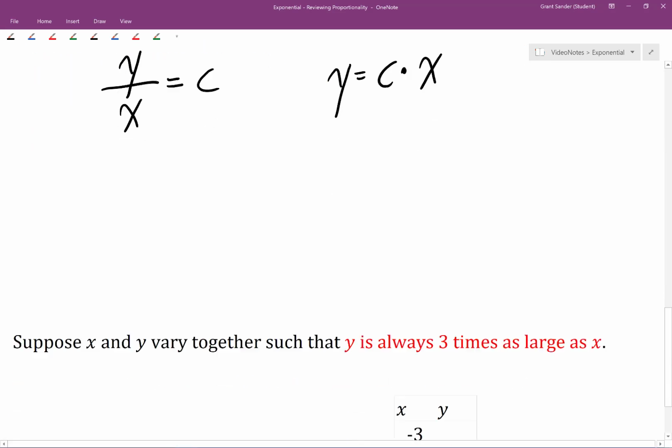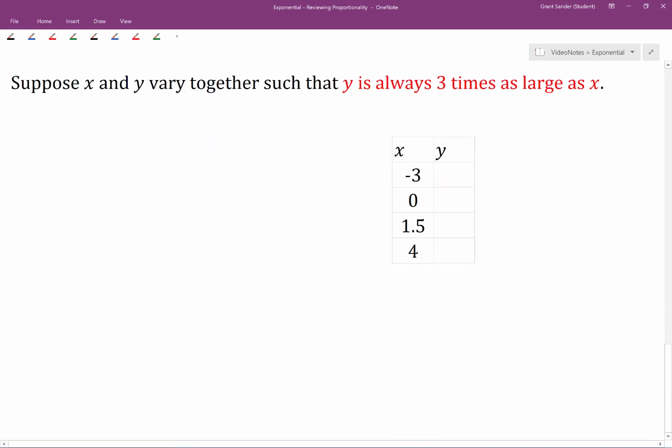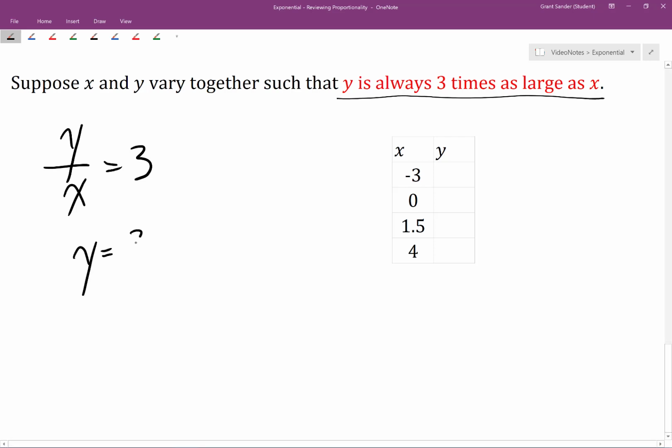So let's look at an example with some numbers. Suppose x and y vary together such that y is always 3 times as large as x. Since y is always 3 times as large as x, the size of y relative to x is always equal to 3. So if we measure y using x, that measurement is always 3. We can also write this as y is always 3 times as large as x.